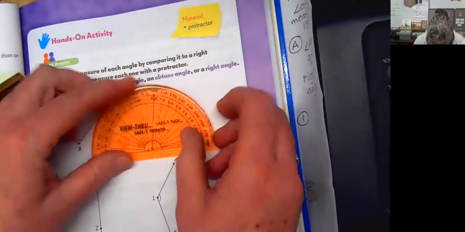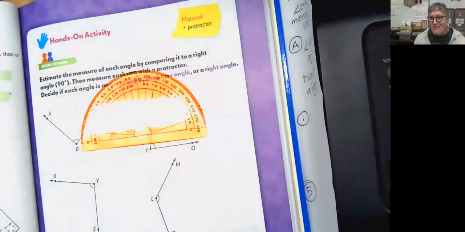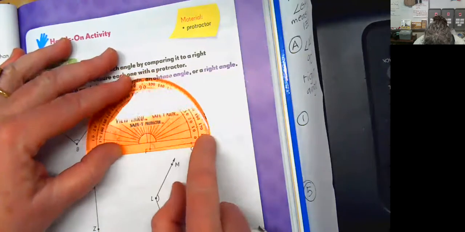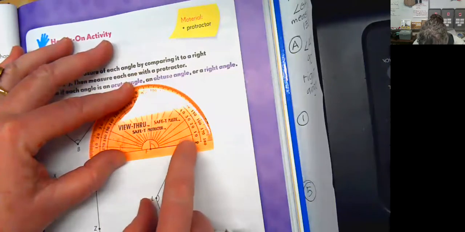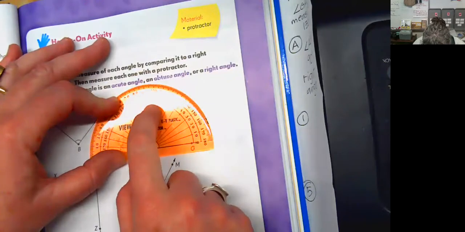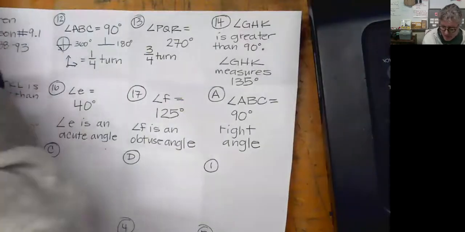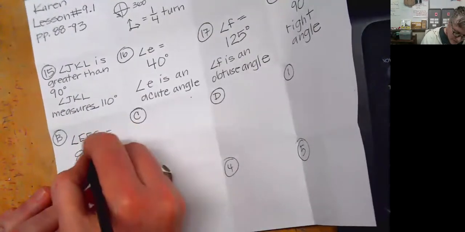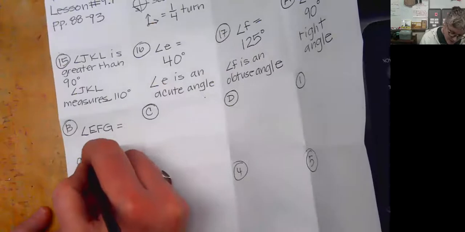So I'm going to set my protractor right. I want to make sure that the center point and the line at the bottom line up with the angle. I start at 0 because I'm going to be measuring from 0. I go from 0 to, and it looks like it's 80 degrees. So I'm going to write on here 80 degrees. Now, if an angle is less than 90, it is called an acute angle.